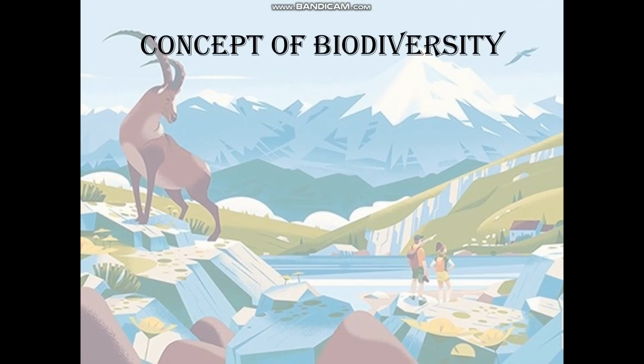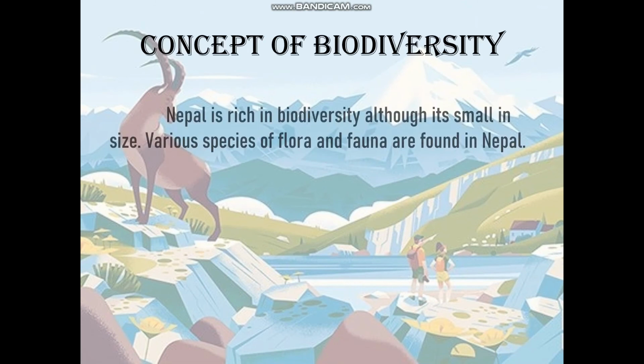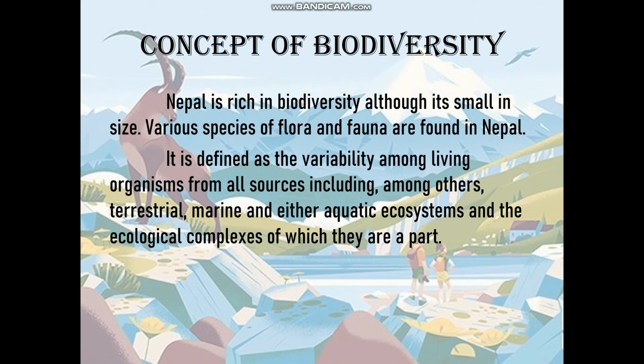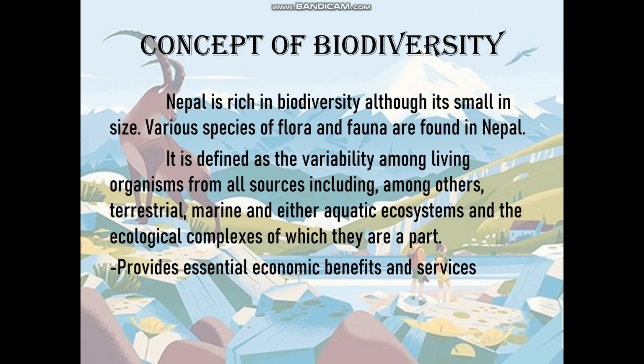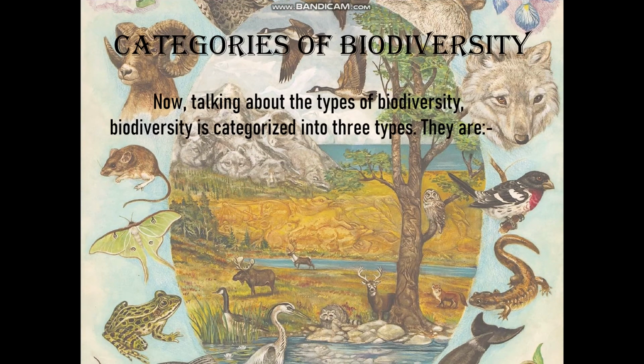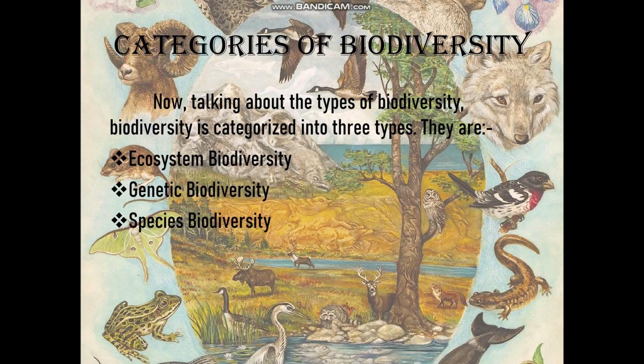Now talking about the concept of biodiversity, starting from our country Nepal, despite its downside in terms of small scale area, it is rich in biodiversity. Various species of flora and fauna are found in Nepal. Biodiversity is defined as the variability among living organisms from all sources including terrestrial, marine and other aquatic ecosystems and the ecological complexes of which they are a part. Some of its significance are: provides essential economic benefits and services, balances the ecosystem, and others for recreation, satisfaction, enjoyment, and development.